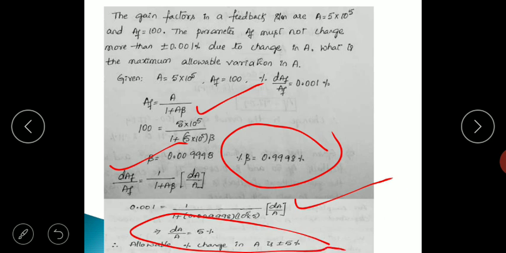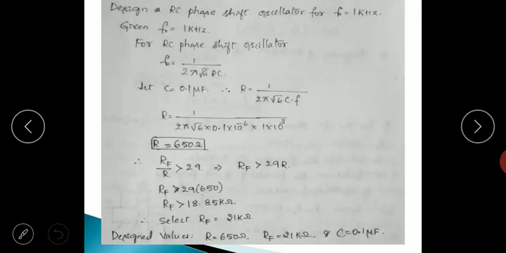Again, in these two examples, the previous example and this example, the important formulas that you should remember are, first, AF equal to A by 1 plus A beta, and next, dAF by AF equal to 1 by 1 plus A beta into dA by A. Right. So that is about the feedback amplifier. Now next we'll move on to the last part of this particular module, that is the oscillators. We'll solve one example each on the RC phase shift oscillator and the Wien bridge oscillator.